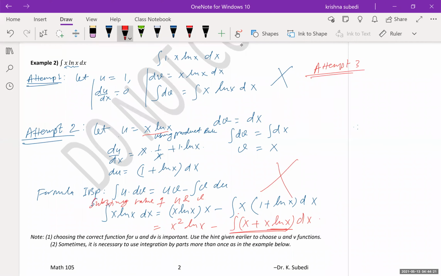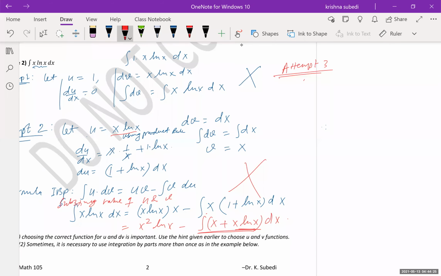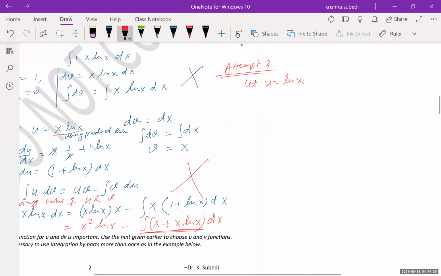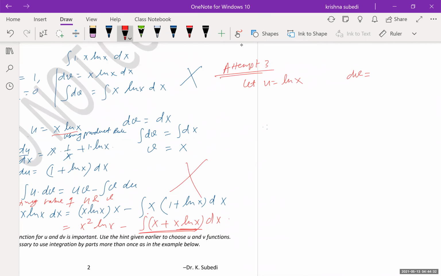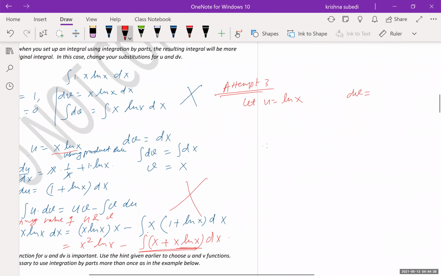Okay, hopefully this third attempt will work. Let us suppose that u equals ln x and dv equals the remaining. What is the question again? Let me just copy the question. So the question is x ln x dx. So that is the question.